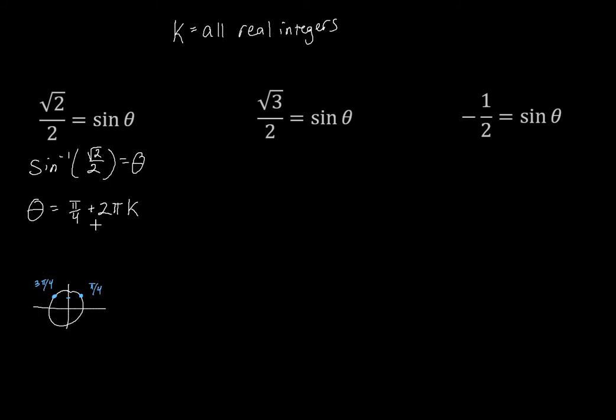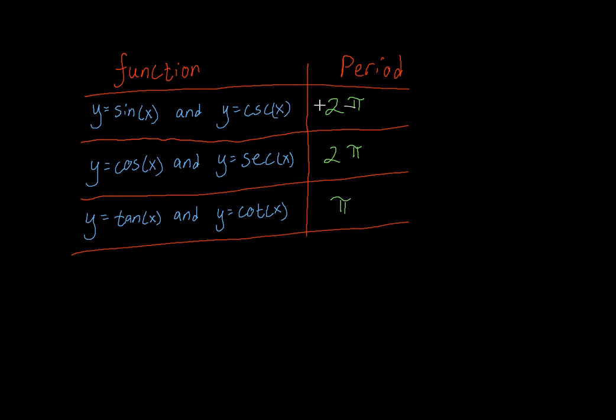Because now, if whoever's grading our paper wanted to know what the 4th iteration of this would be, then it would be pi over 4 plus 2 pi times 4. But remember, they don't just add circles, you can also subtract circles. So we take this value and we add and subtract a full circle, because that is the period of that function.